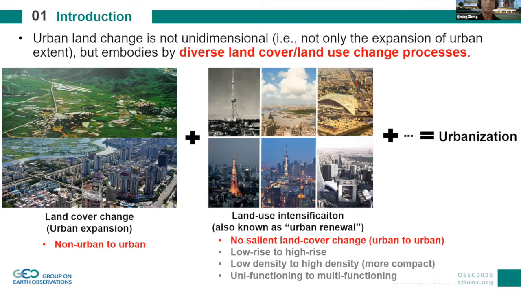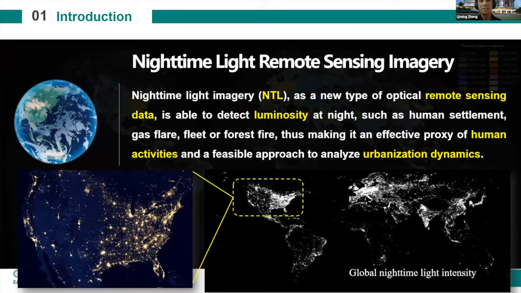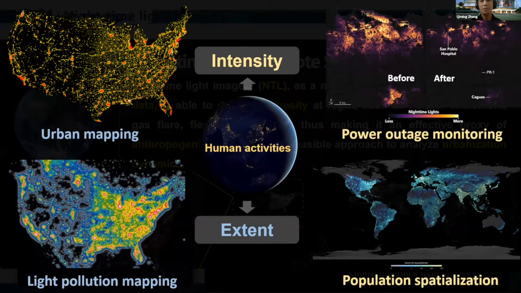So to map such diverse types of urban land changes, nighttime light remote sensing data opens up a new opportunity, because nighttime light data can not only map the boundary or the extent of human activity, just as daytime remote sensing data like Landsat can do, but the intensity of nighttime light, the brightness, is also a good and integrated indicator of the intensity of human activity, as well as the intensity of urban land use.